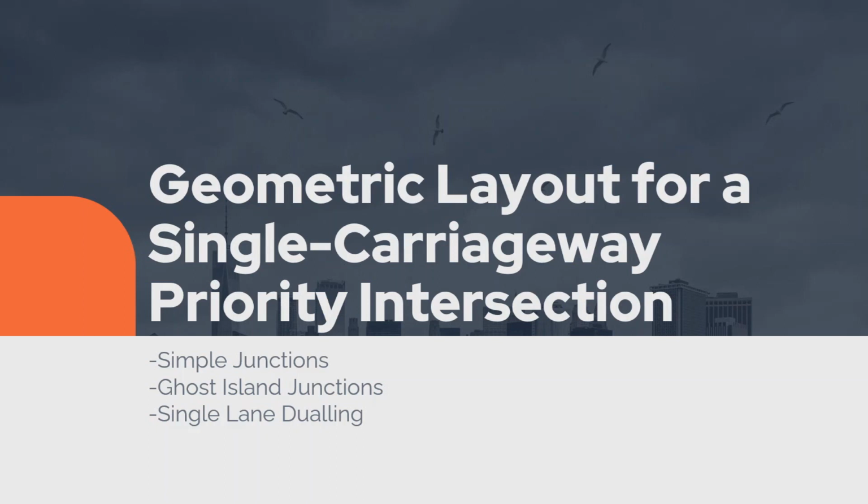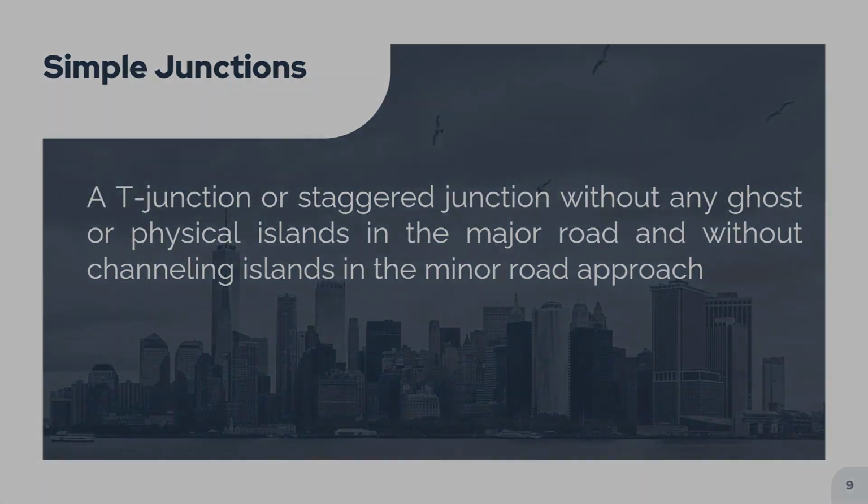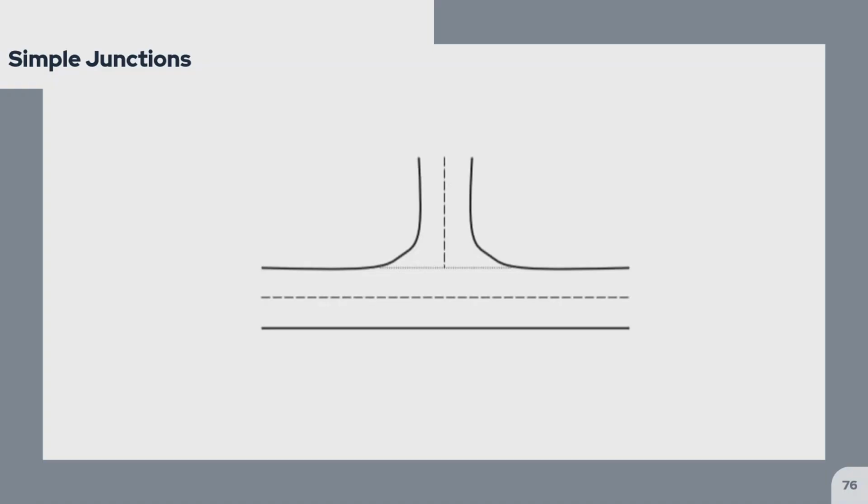For the T-junction and staggered junction, there are three distinct types of geometric layout for a single carriageway priority intersection. Simple junctions: a T-junction or staggered junction without any ghost or physical islands in the major road and without channeling islands in the minor road approach. Simple junctions do not have physical, ghost, or channeling islands.